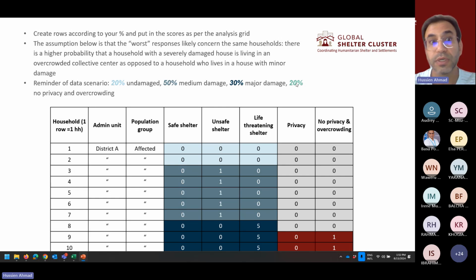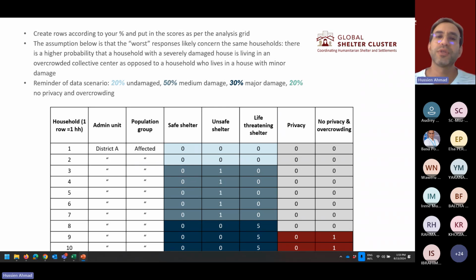If we have this number as like 40%, you will have 8 and 7 as well with that. So they will be the same households with life-threatening shelter, and one of them will be in unsafe shelter, according to this analysis grid and according to the percentages that we have. So basically, what we are trying here is to translate the percentages from being at the area level to report it back, to put it back to the household, saying that the household that reports more issues, they have the worst situation. Because usually this is the case.